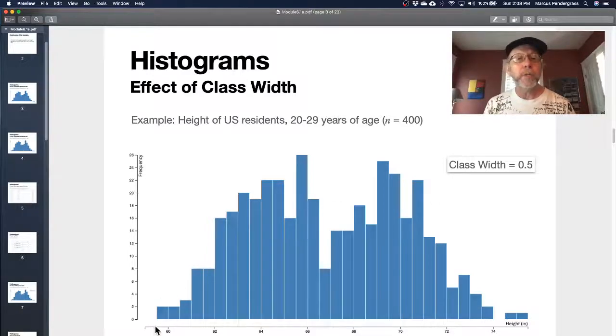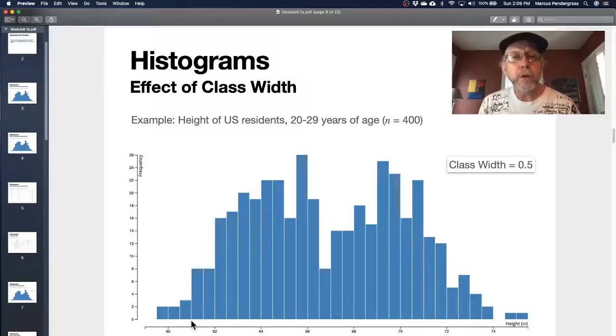Now the bars would go from 59 to 59 and a half, 59 and a half to 60, 60 to 60 and a half, 60 and a half to 61, and so on. It's the exact same data, but the histogram looks a little bit different because we've used a different class width.